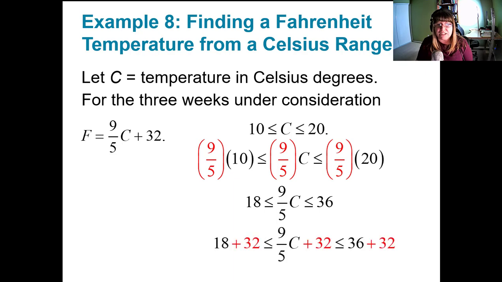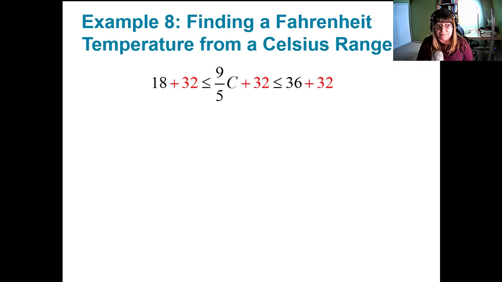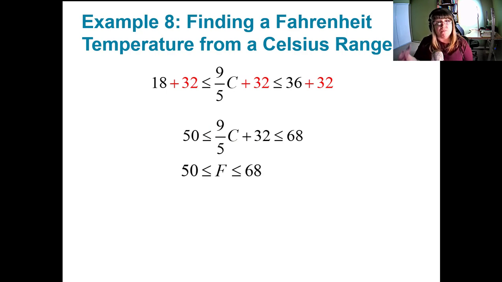Now the next step we need to do is add 32 to the middle, the left, and the right. Once we do that, we know that 50 is less than or equal to 9/5 C plus 32 is less than or equal to 68. The cool part about this is we know 9/5 C plus 32 is just a very fancy way of writing Fahrenheit. Therefore, when you travel to London and the temperature is between 10 and 20 degrees Celsius, it will be between 50 and 68 degrees Fahrenheit. You're going to need a sweater.